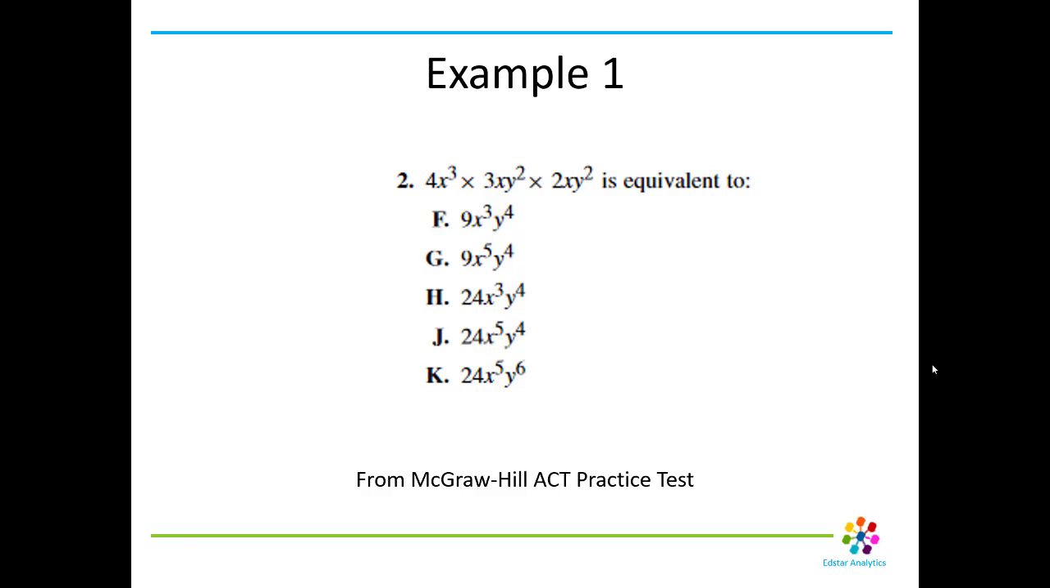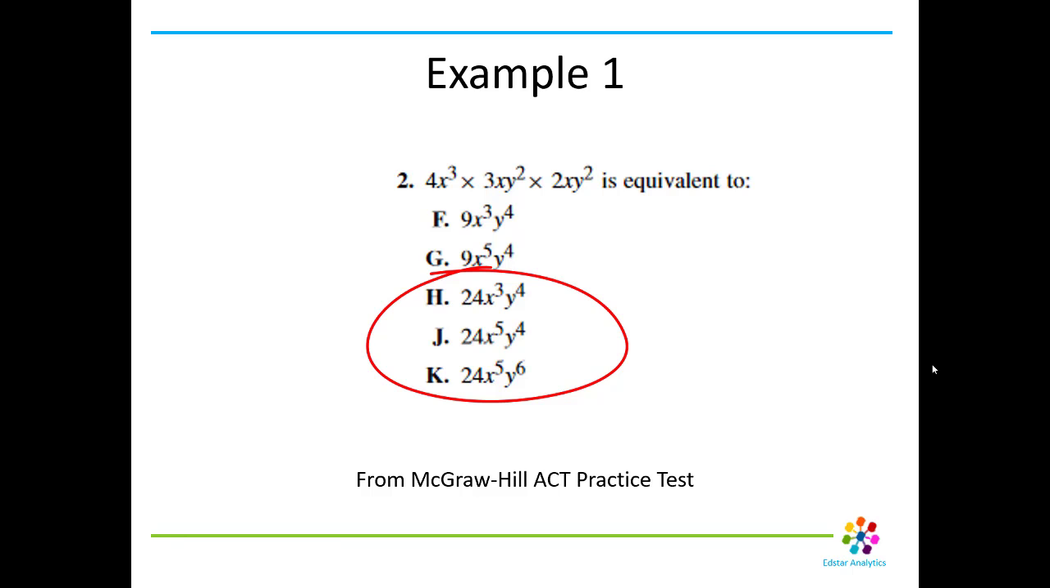Now here, this problem is all multiplication. Some of the terms have exponents. Because it's all multiplication, we can do things in any order we want. The coefficient, which means the number, is going to be 4 times 3 times 2, which is 24. So it's one of these three.